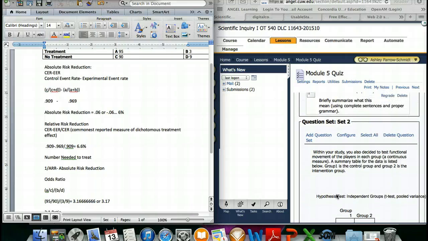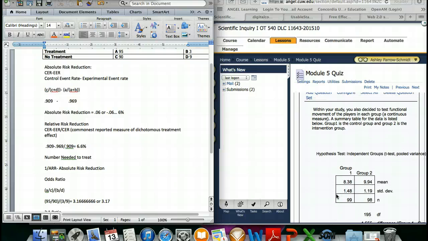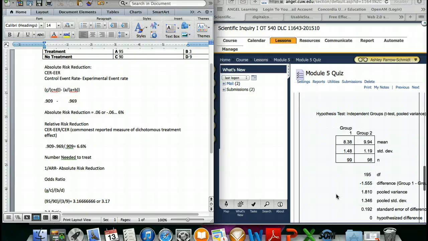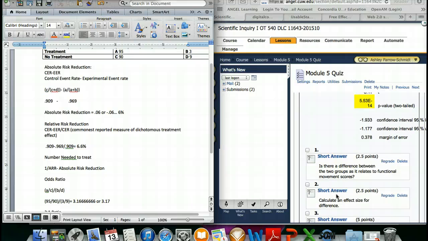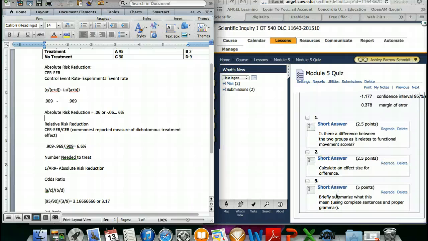Now, let's keep going. And let's talk about the second set. So, within the second set, you are calculating the difference between the groups as well as the effect size, and you're briefly summarizing what all of this means again. So pretty similar to what we did before, but looking at a couple different things.